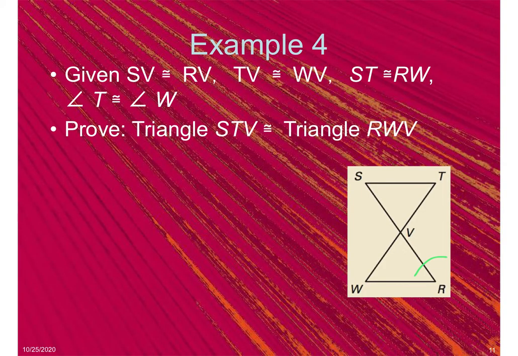Example 4. Given SV is congruent to RV, TV is congruent to WV, ST is congruent to RW, and angle T is congruent to angle W. Prove that triangle STV is congruent to triangle RWV. Well, let's figure it out. So let's just mark our diagram with all the information that we're given, okay? So it says SV is congruent to RV, so put a congruence mark here. It says TV is congruent to WV. So these two are congruent.